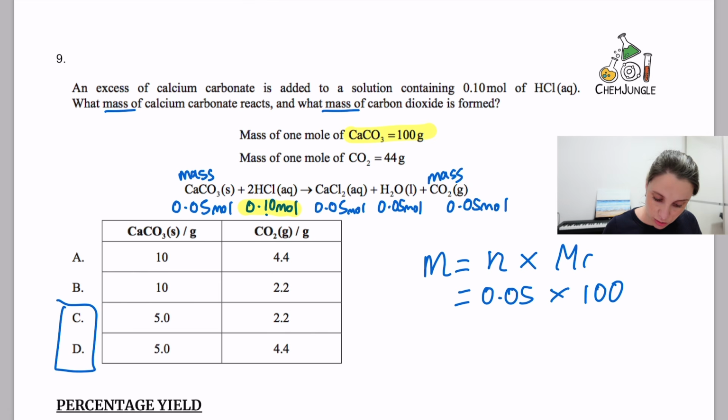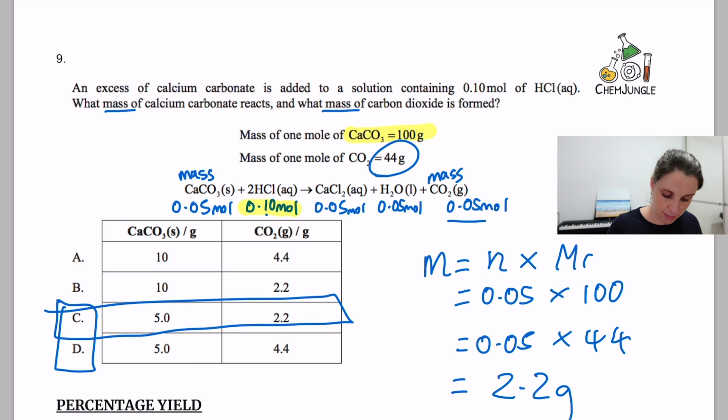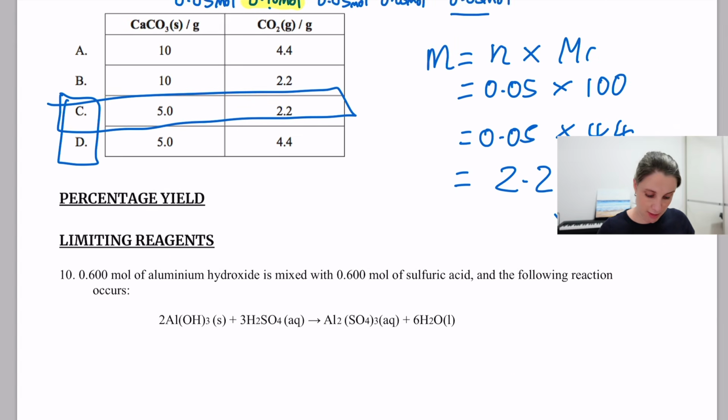And then you are looking at CO2. CO2, again, is still 0.05 moles, remember we worked out here, times 44, because they give it to me here. And that's going to be 2.2 grams overall. So that means that my answer must be C. Okay, and that's how you're doing your reacting mass calculations. These ones are pretty simple numbers, but practice more of these if they're challenging for you.